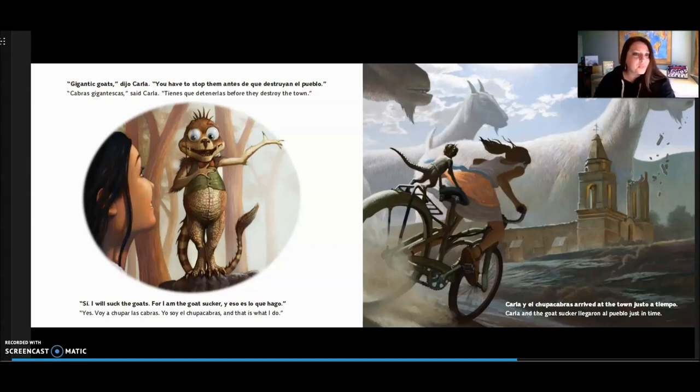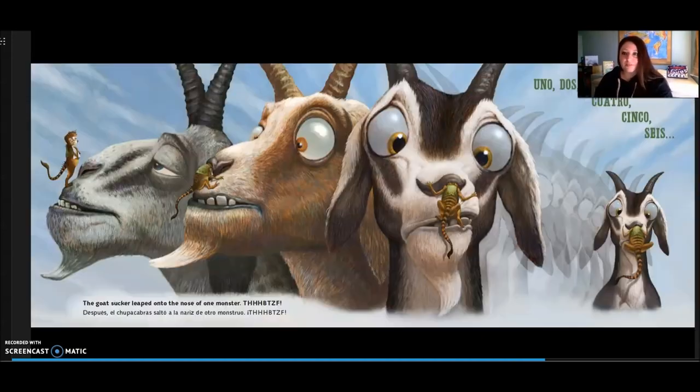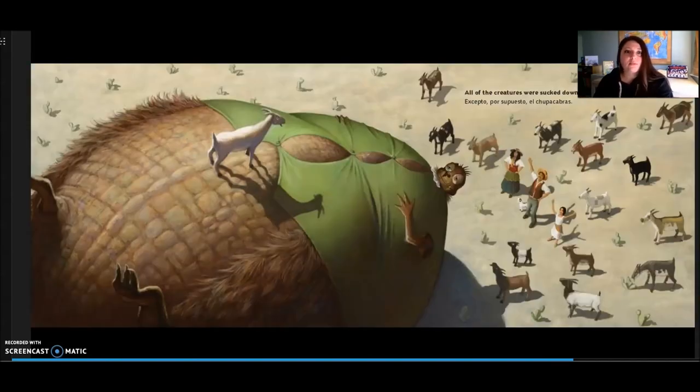Carla and the goat sucker arrived at the town just in time. The goat sucker leapt onto the nose of one of the monsters. Uno, dos, tres, cuatro, cinco, seis. All of the creatures were sucked down to size.